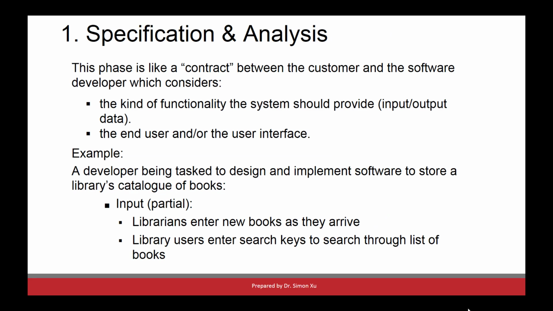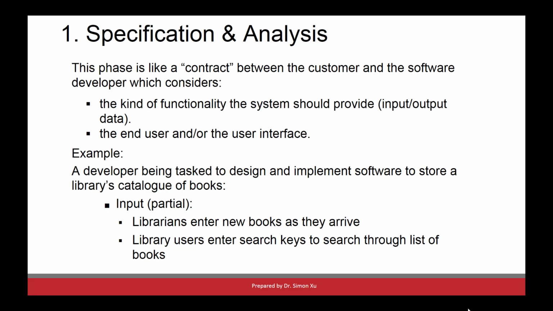The first phase is called specification. In some textbooks, it's also called requirement analysis. The documentation of this phase is a contract between the customer and the software developer. In this phase, we need to understand what kind of functionalities the system should provide, and a prototype may be involved. We may also need to understand what the input and output data are, which data are valid, which are invalid, who is going to use the software, and how the user interface will look.